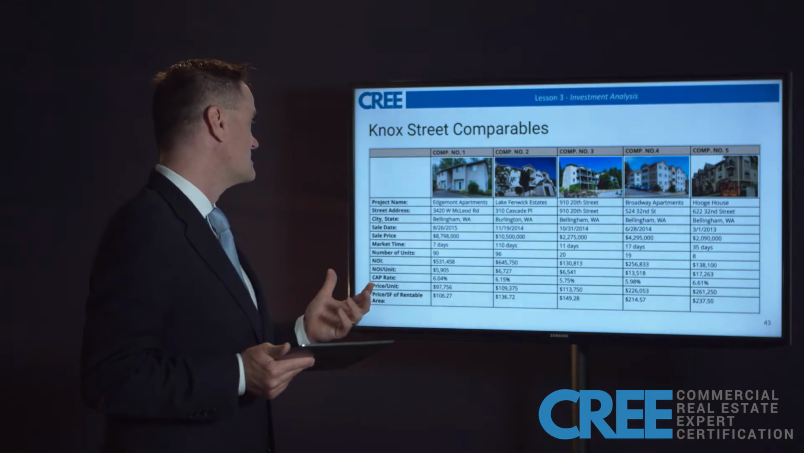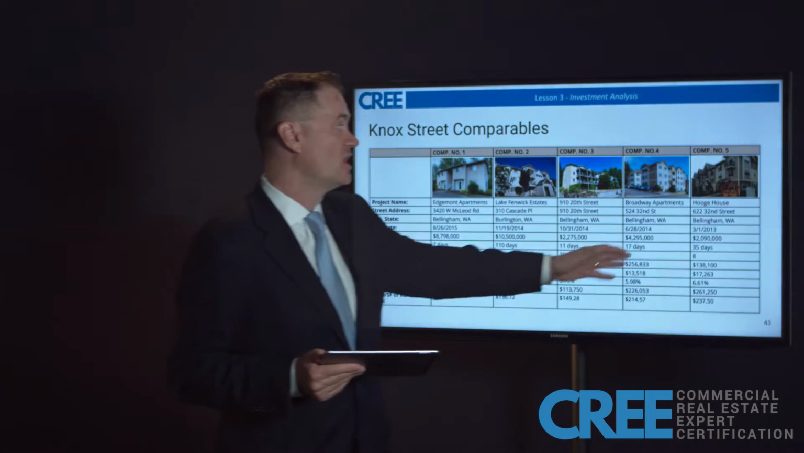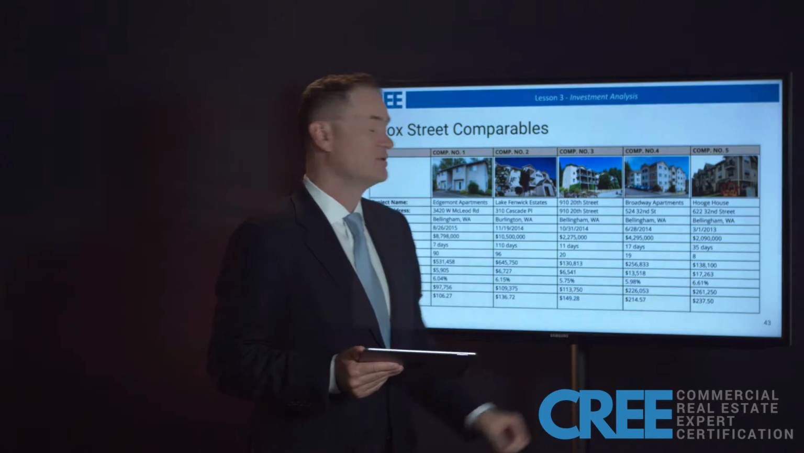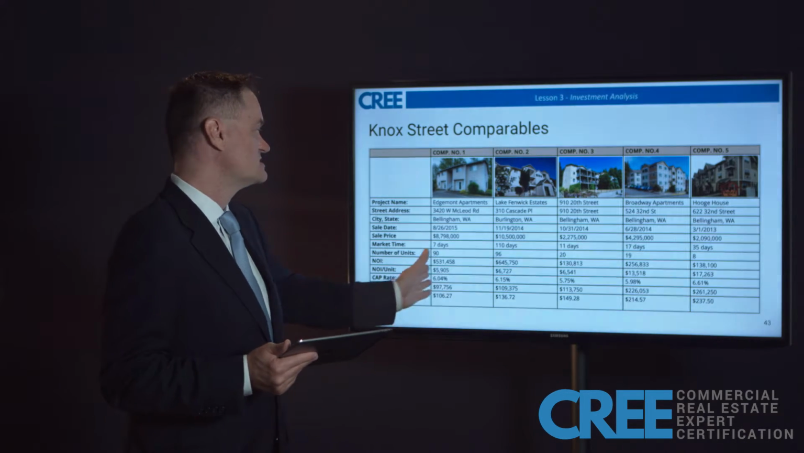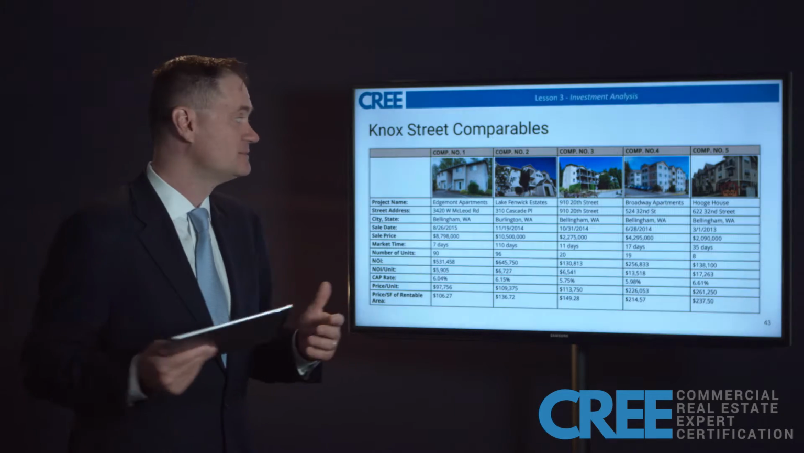You have to look at them and say, okay, what is the NOI per unit? And you'll notice on the one on 32nd Street, the NOI per unit was over $17,000, much higher than the $6,000 to $13,000 of the other comparables. Why is that?